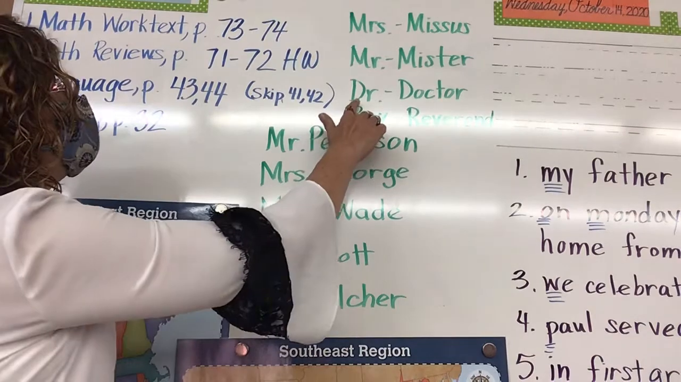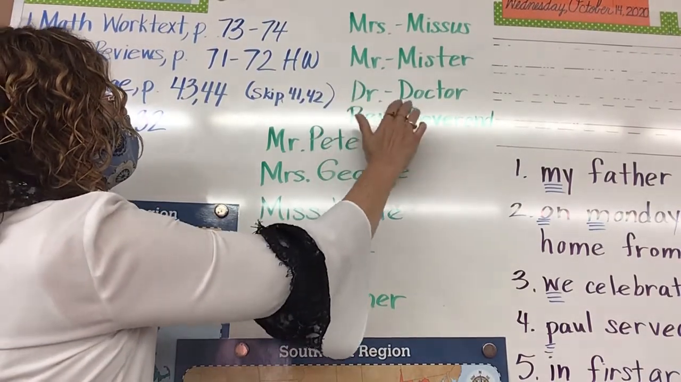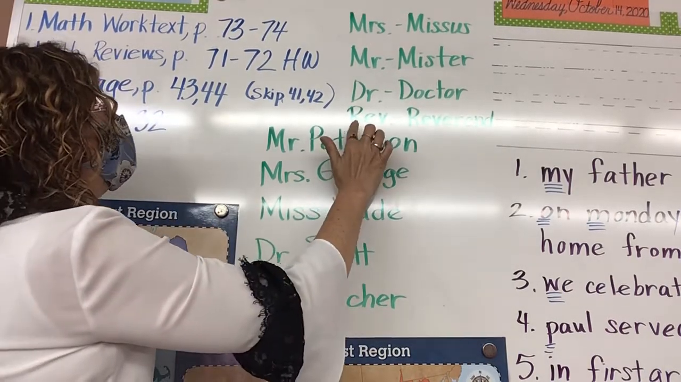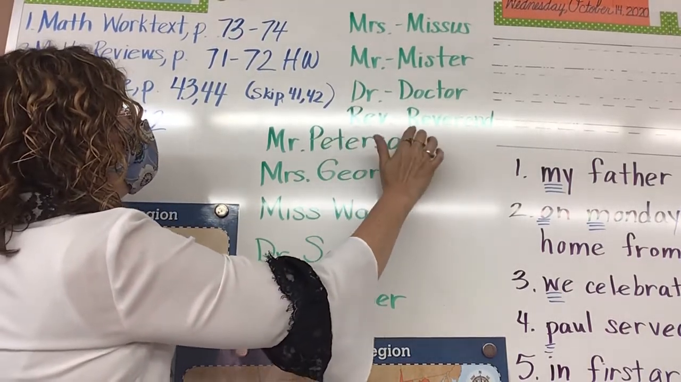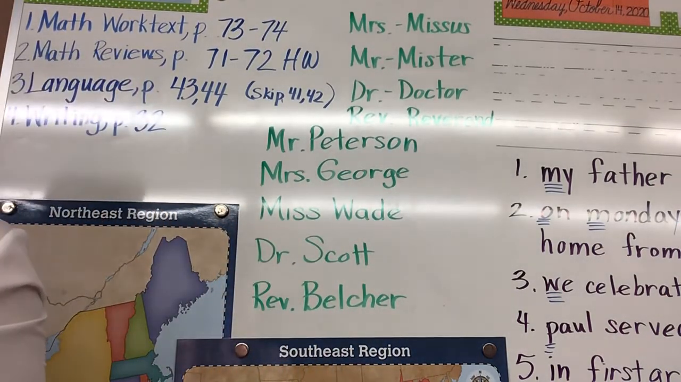All right, the next one is doctor. DR period. Capital DR period. That's the abbreviation for doctor. And then capital REV period is the abbreviation for reverend. What is a reverend? A preacher, a pastor.